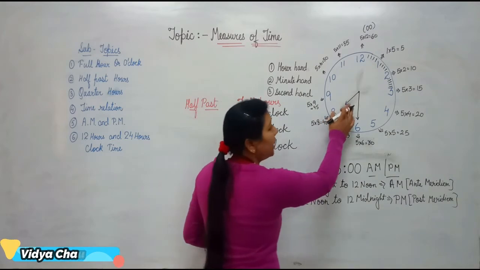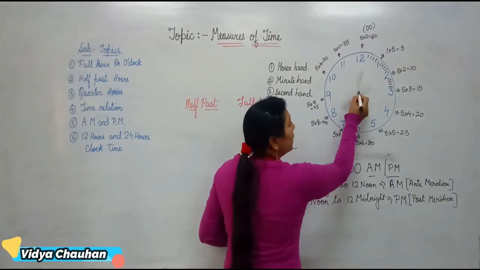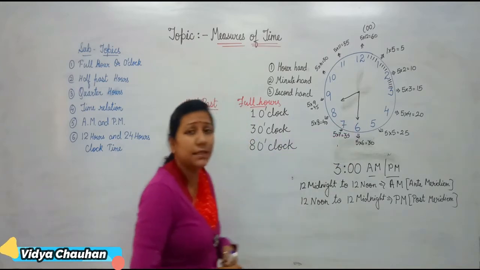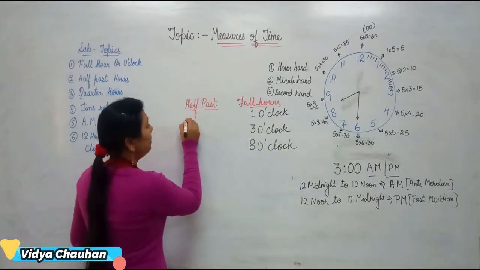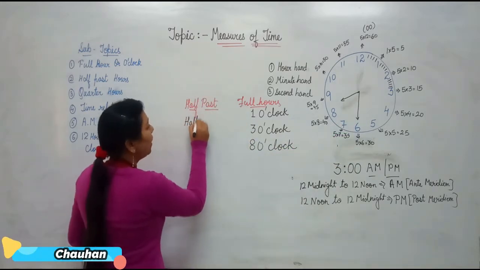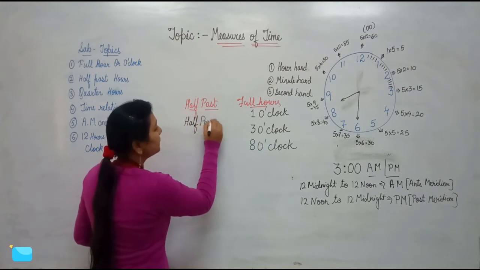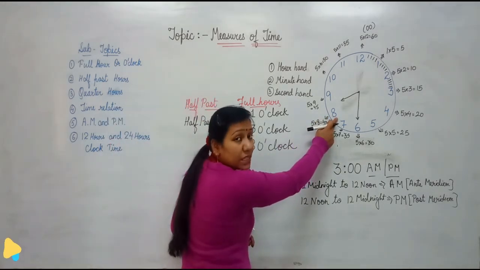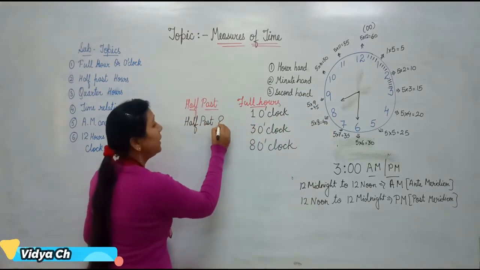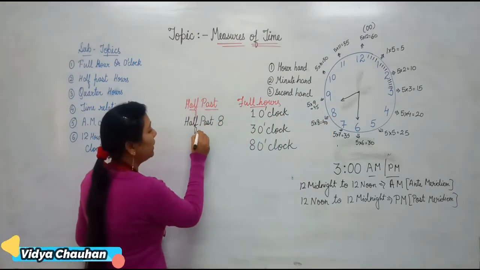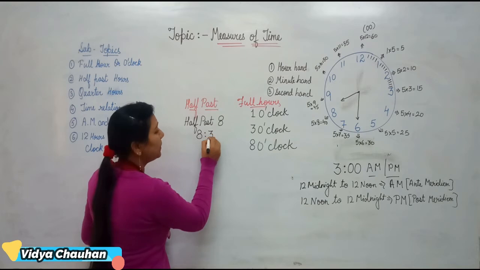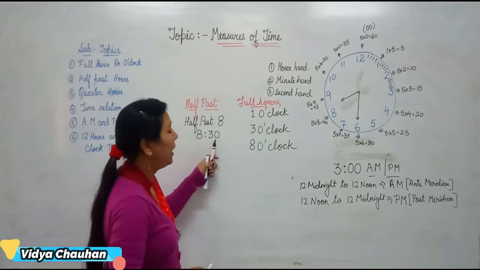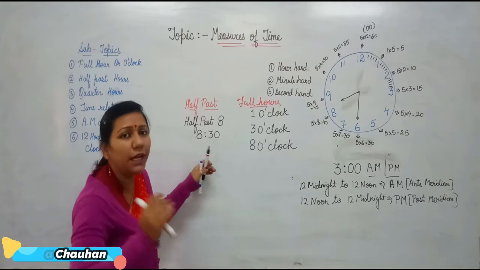Now what is the situation right now? If your needle, the hour hand is between 8 and 9 and the minute hand at 6. So what is this time? This time you can say as half past. Half past which value? 8. You will take the previous value. So half past 8, or you can write it as 8:30, because half past has been crossed. Half time is already crossed.